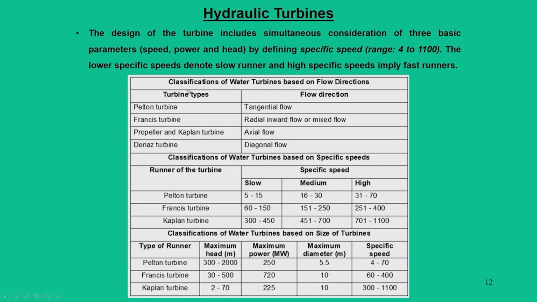So, this is the overall complete classification, which is shown in these tables for the water turbines. We can say there are 4 categories of turbines: Pelton, Francis, Propeller and Kaplan, and Deriaz turbines.